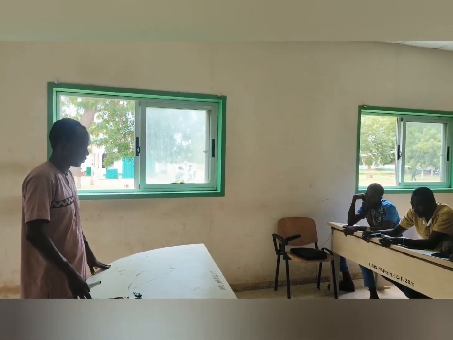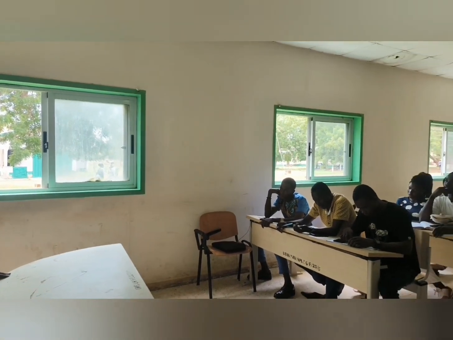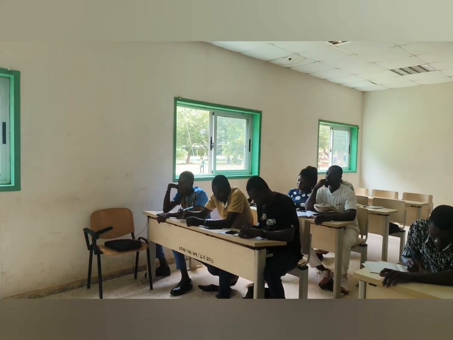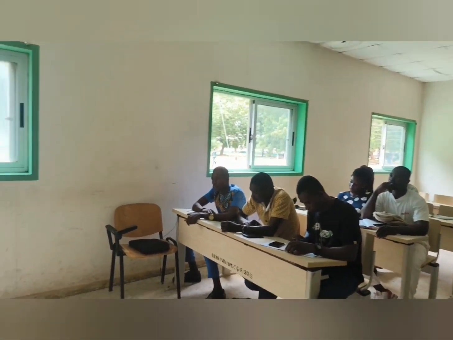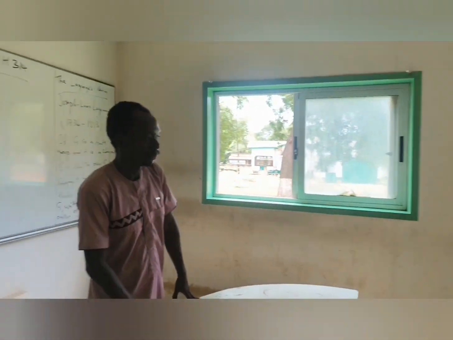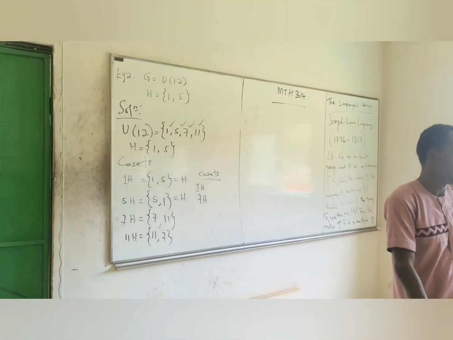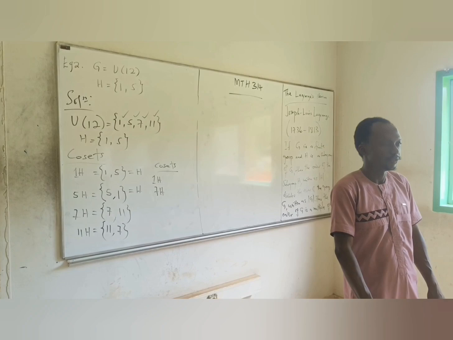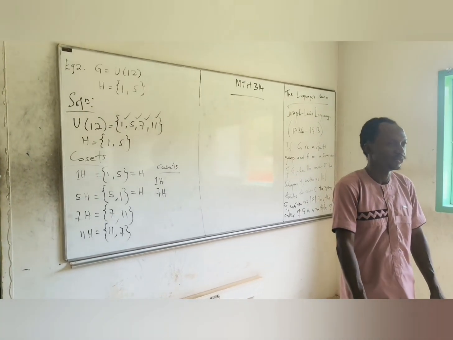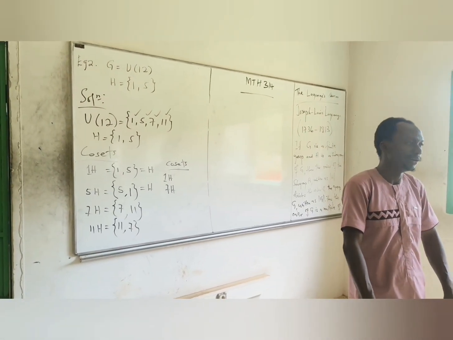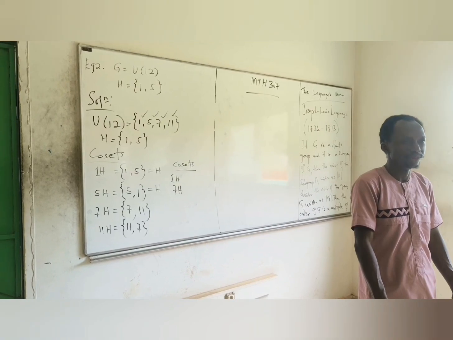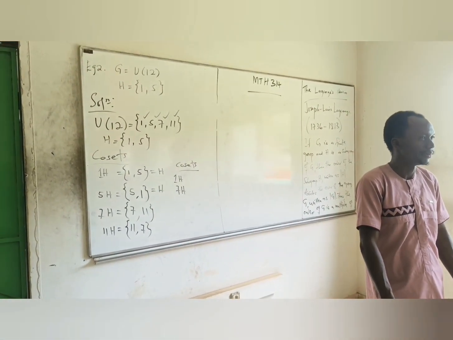Do you understand the meaning of U now? The unit group. That's why 9 is not part of U12, because there are other factors of 9 that are common to the factors of 12 as well, so it is not an element of U12. Any other question?